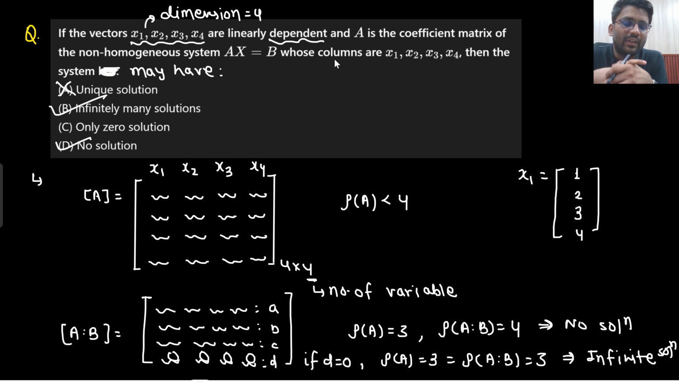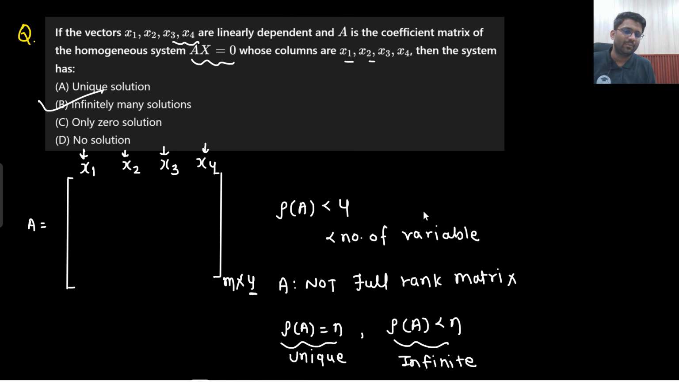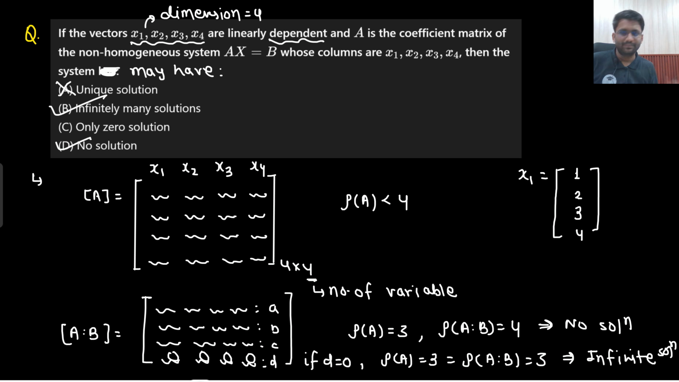The rank is less than the number of variables. Here also I said that the rank is less than 4, but how can you say it is less than the number of variables? Can we say it? Yes, we can say it. The dimension is not necessary, because what is the number of columns? The number of columns is 4 only, no? I don't know what the number of rows is, but the number of columns is 4. That's for sure. So the rank is less than the number of variables. So the dimension equal to 4 is not necessary here, because the number of variables is 4. So if the rank is less than the number of variables, then there will be infinitely many solutions.